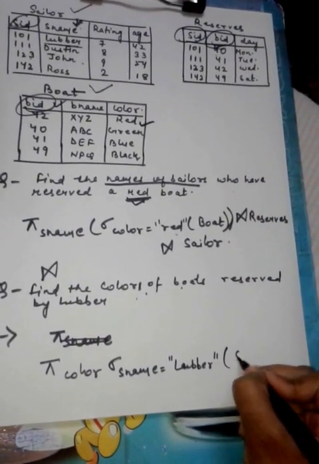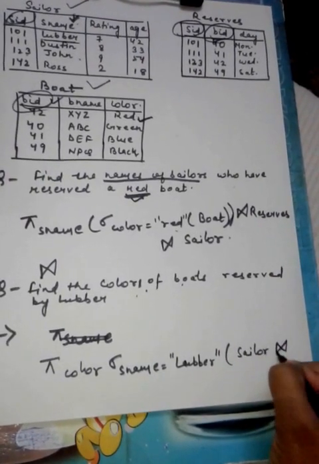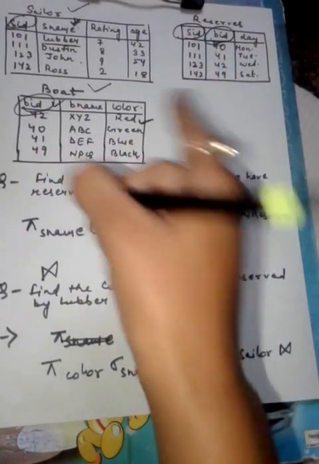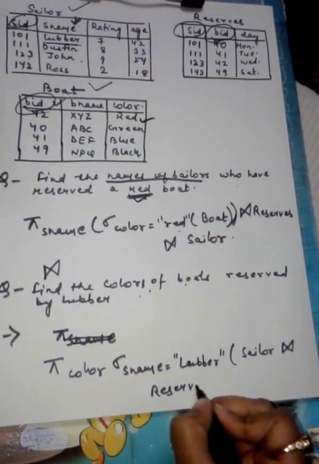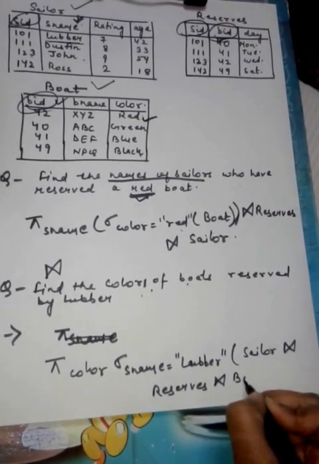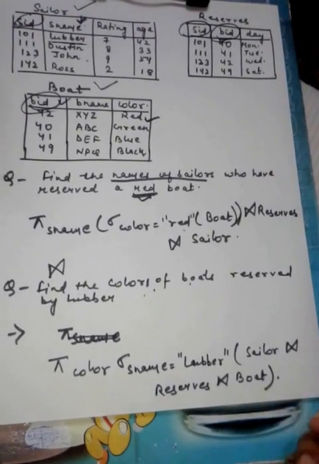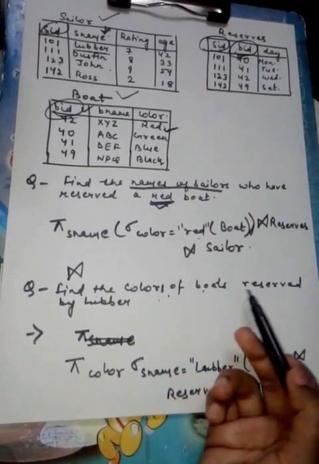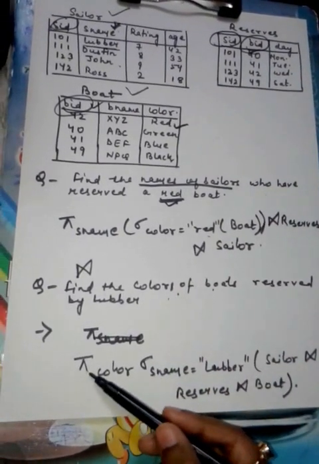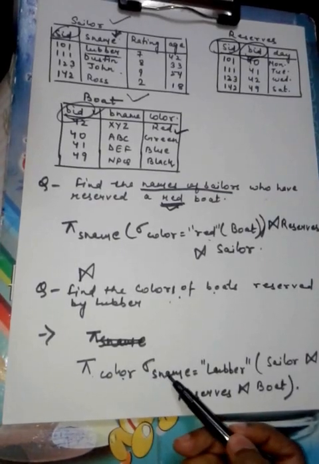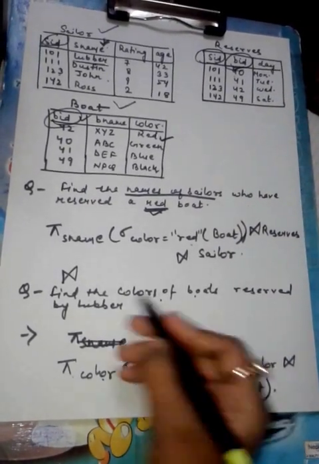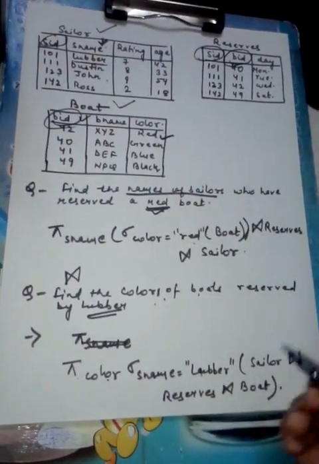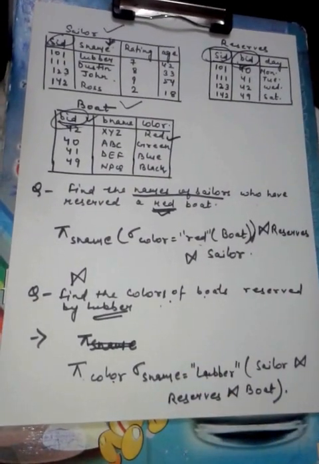We use the natural join operation here for relating these three tables, that is seller, reserves and boat. So this is the required answer to the above query: find the color of the boat reserved by Luber. Project color, select the seller name, the name of the seller is Luber, which is given in the query, and we relate these three tables by using the natural join operation. So this is the second example.